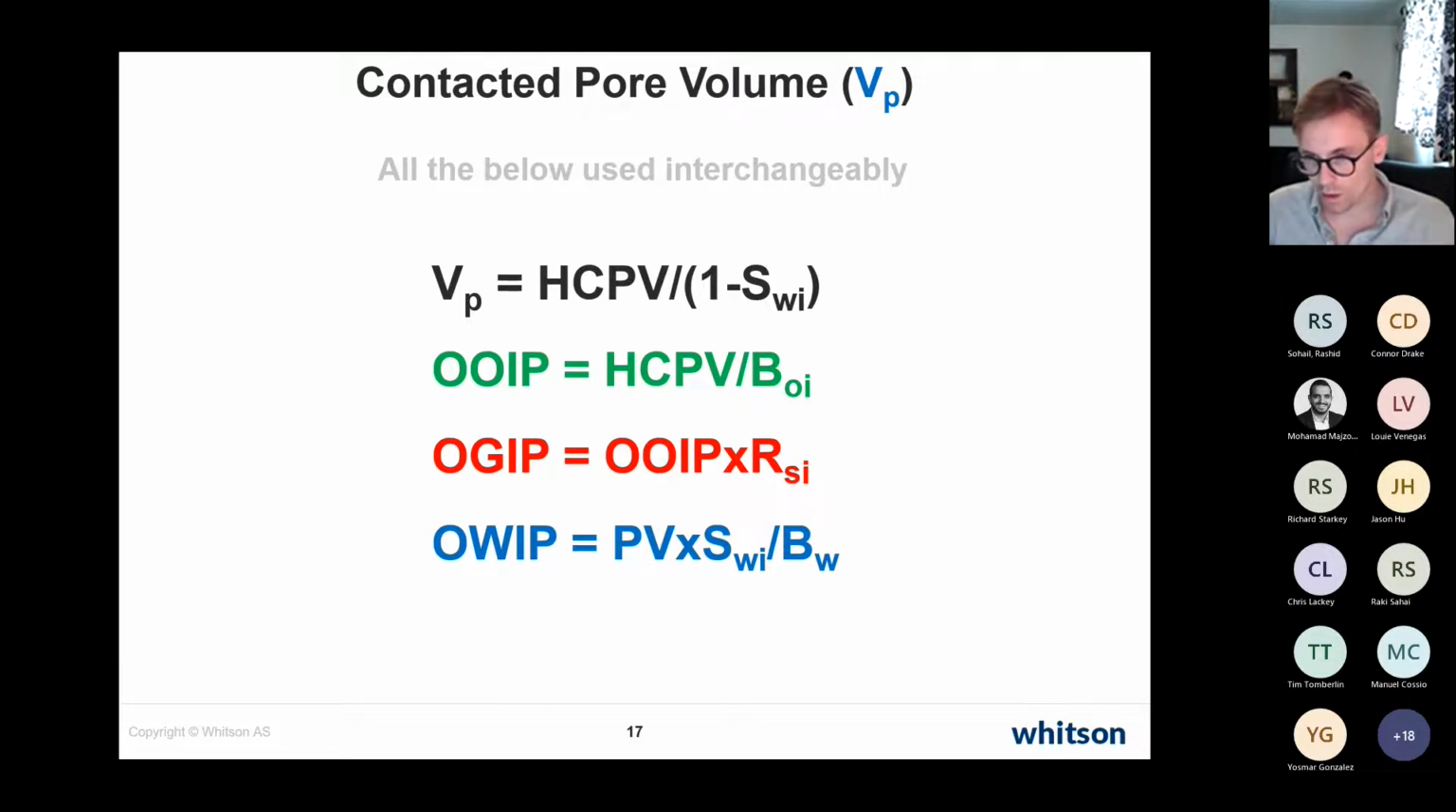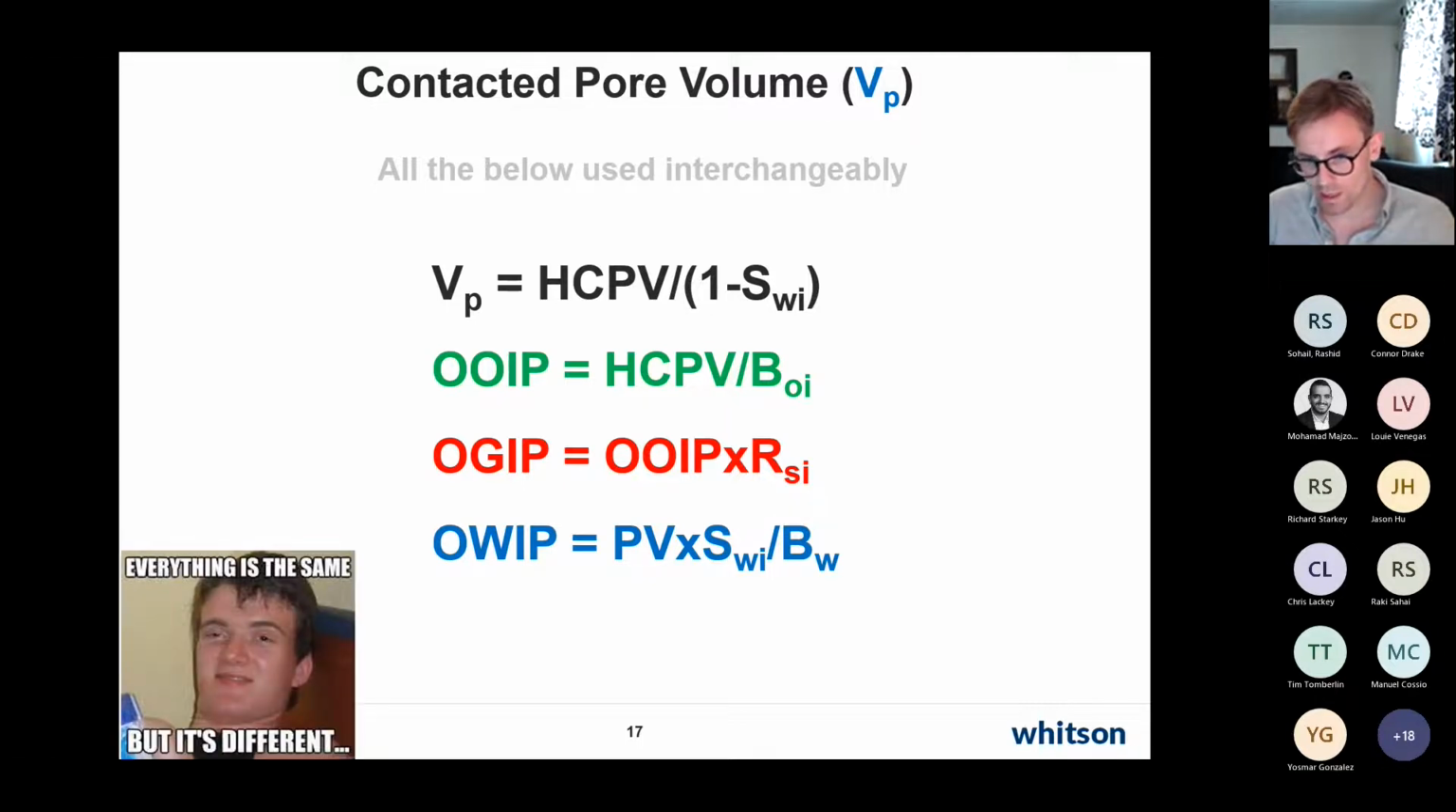And all of them are correlatable. Only difference is PVT, basically. So everything is kind of the same, but it's still a little bit different.